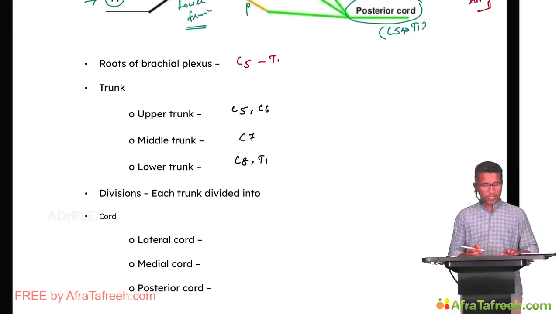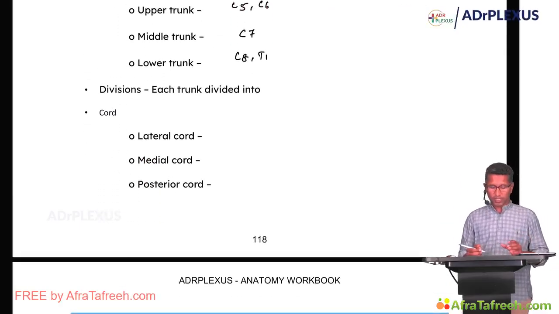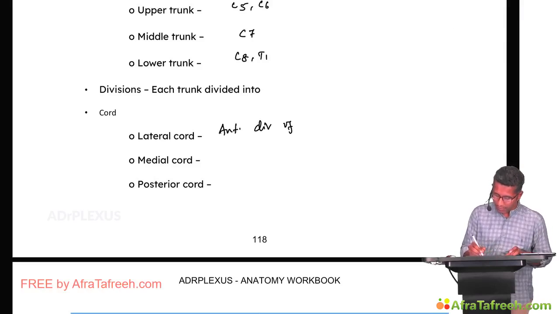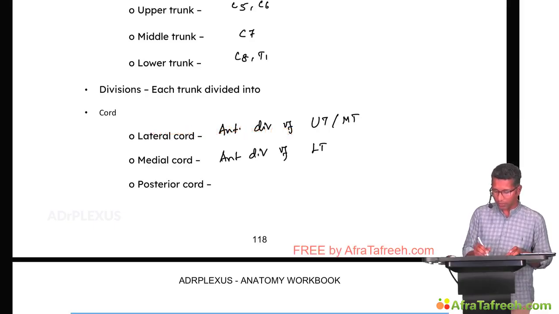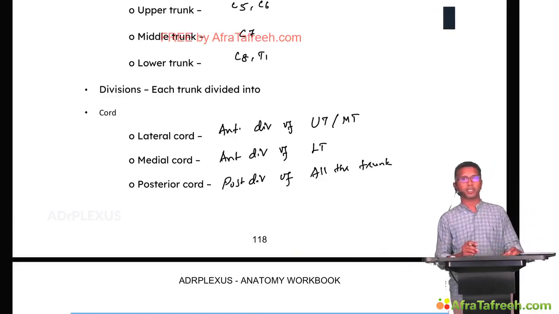Each of the trunks divides into 2 divisions. You know that, so I am not going into the divisions. So how is the cord formed? The lateral cord is formed by the anterior division of the upper trunk and of the middle trunk. The medial cord is formed by the anterior division of the lower trunk, and the posterior cord is formed by the posterior divisions of all the trunks. So this is how the brachial plexus is formed.